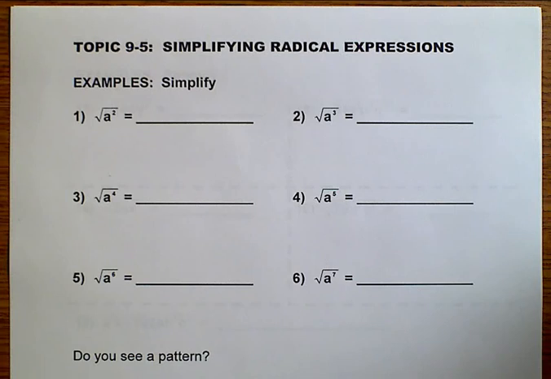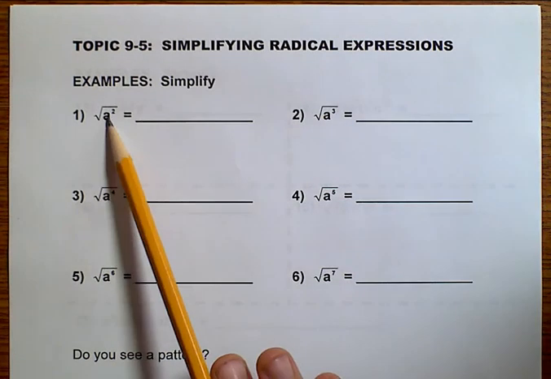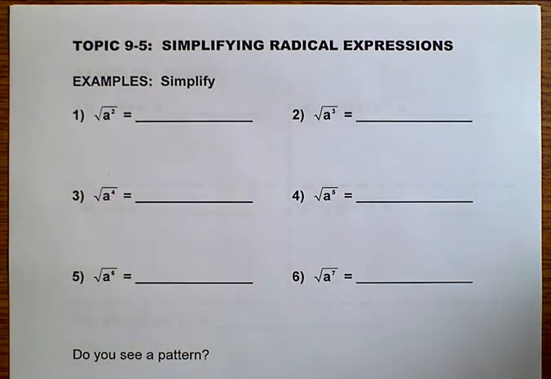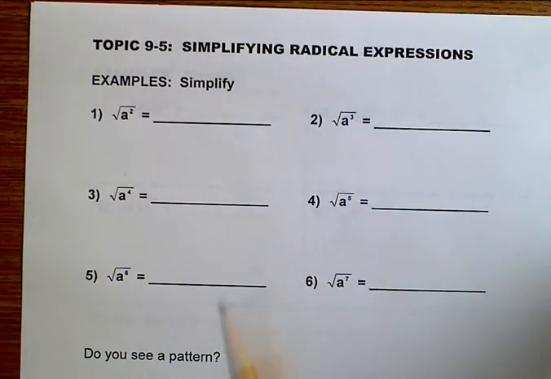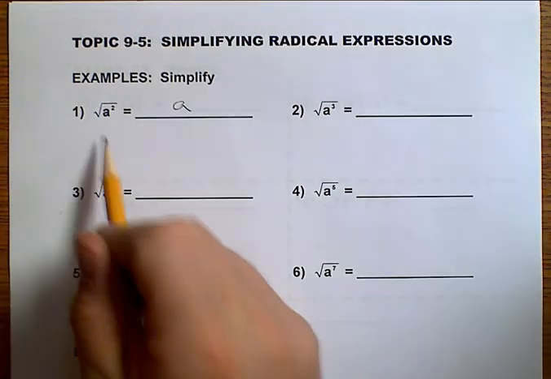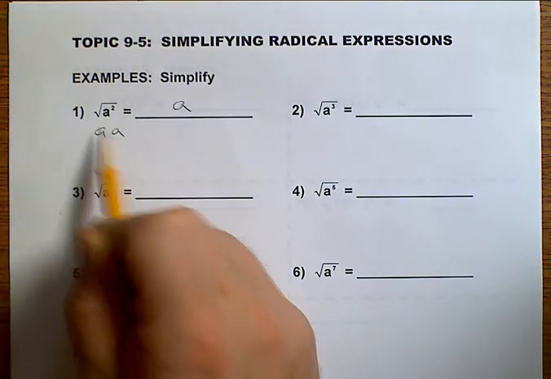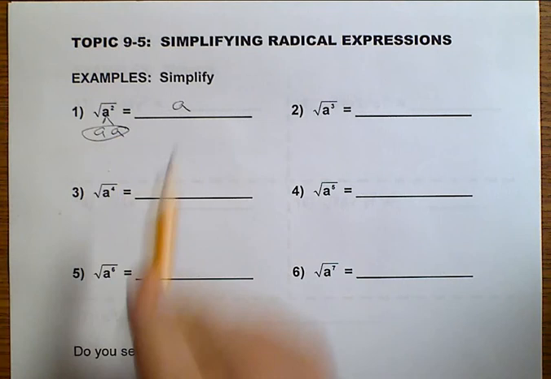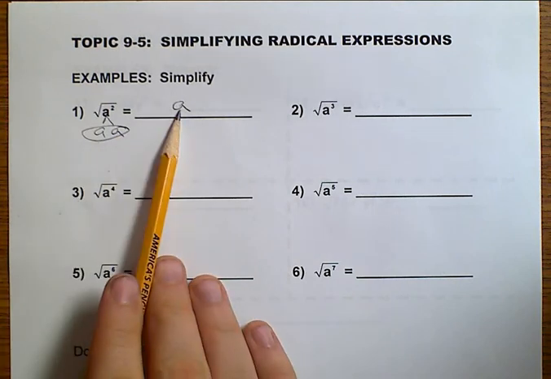Hello, this is topic 9-5 over simplifying radical expressions. So what we're going to be doing is talking about how to simplify radicals, including radicals that have variables. So all these are square roots. The square root of a squared, hopefully you know that that is a, because a squared is a times a. We pull out a pair and we get a.